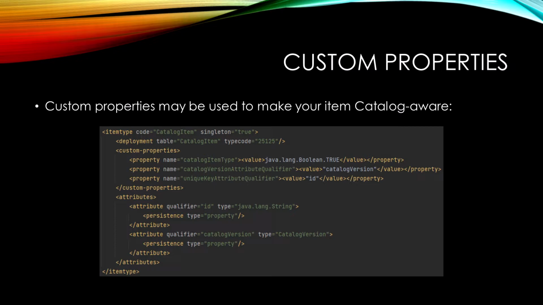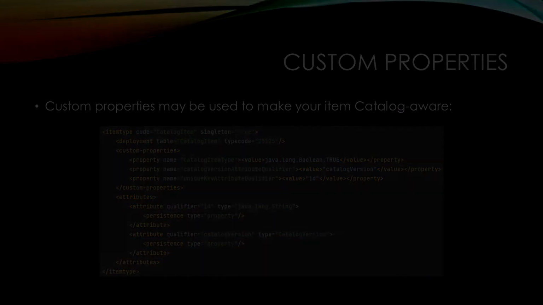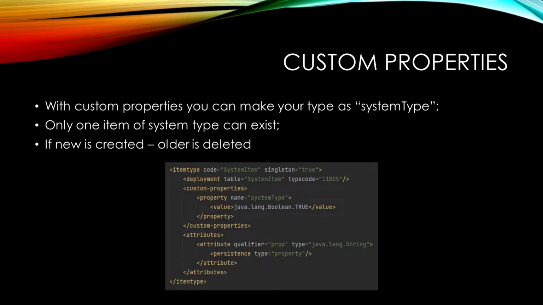Sometimes you may need to set up custom properties to make item catalog aware, for example. This is done via custom properties tag. Other use case for custom properties can be system type. Only single system type item can exist. If new is created, the older is removed.